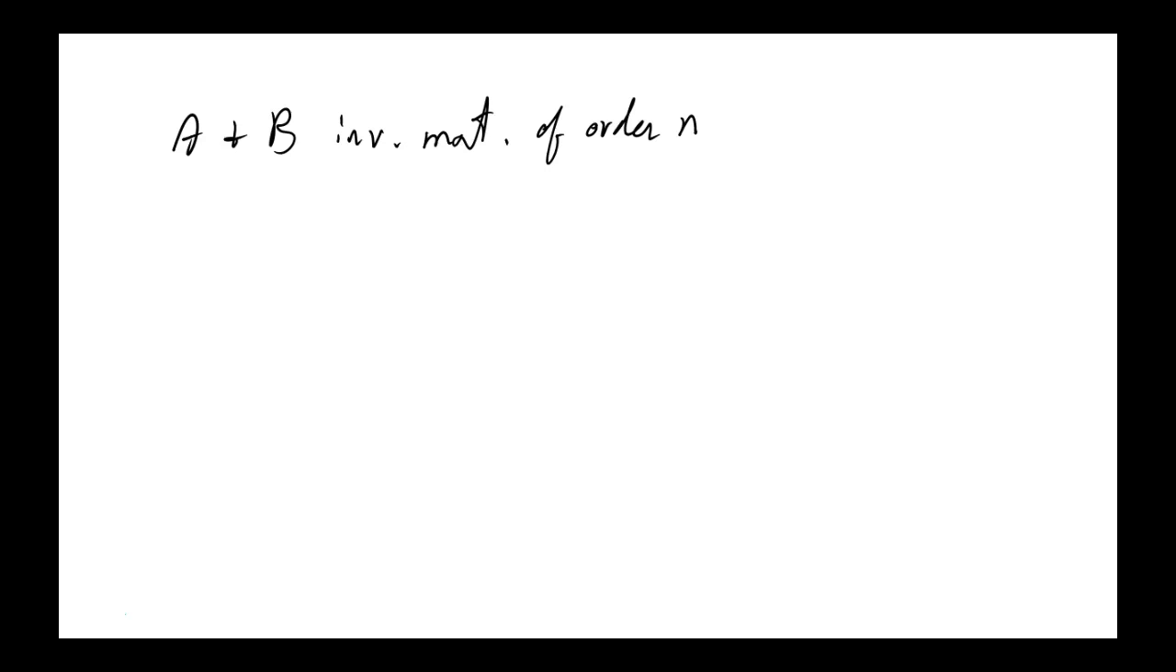It's got to be square. There's no way you can have an invertible matrix that's not square. They say "of order n," which means n rows, n columns, an n by n matrix. And they have to be the same size for this theorem to make any sense, so they're both n by n matrices. If that's the case, then the conclusion is that the product AB is also invertible.